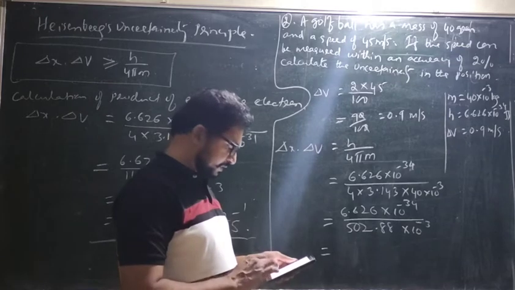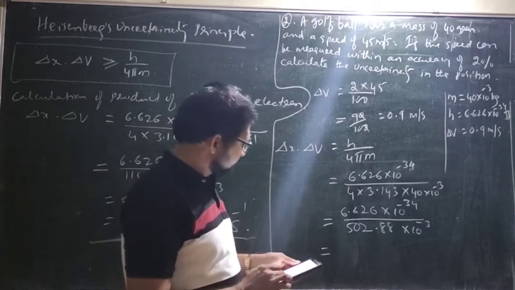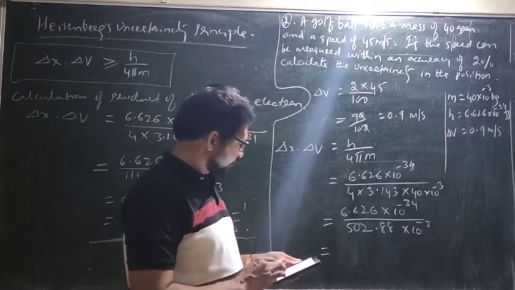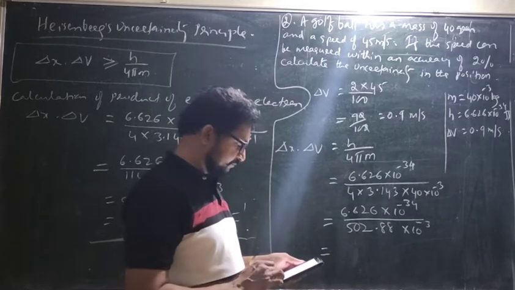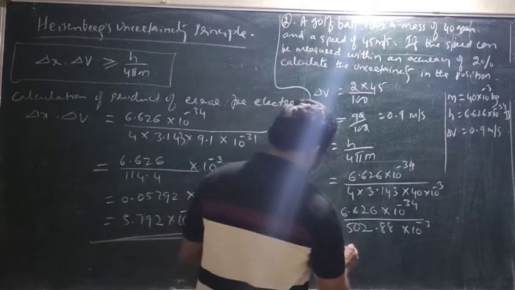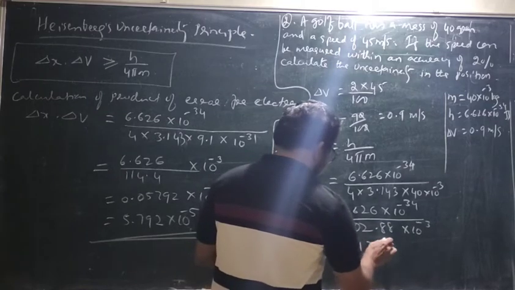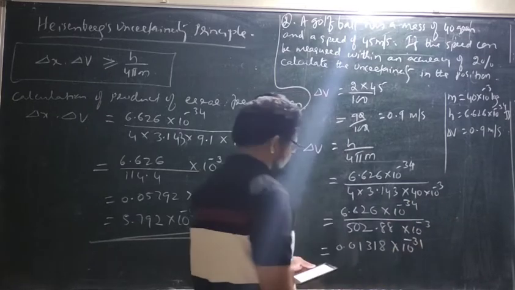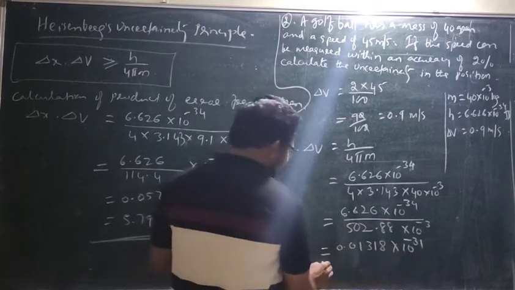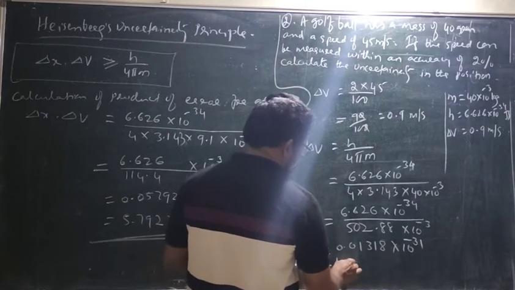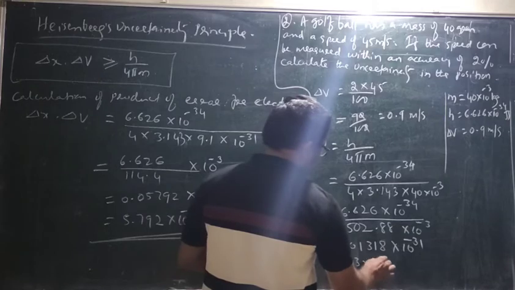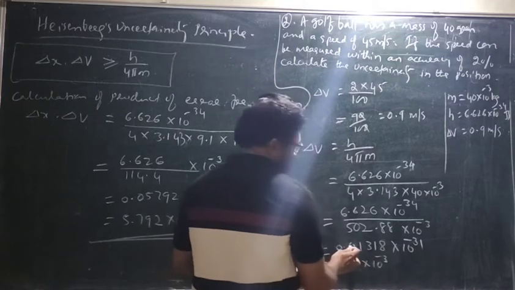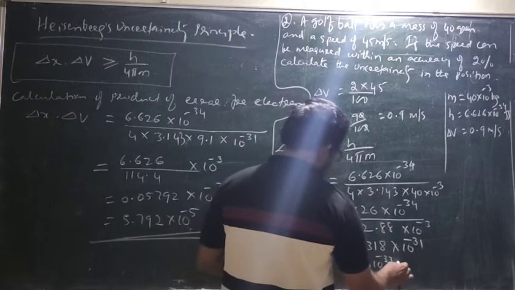What is that? 6.626 divided by 502.88, right? Equal to 0.0131 into 10 to the power plus 3 minus 31. See, so less it is error. Or if you write in the scientific notation, 1.313 into 10 raised to minus 33. So error in the, okay, we shall do it later.